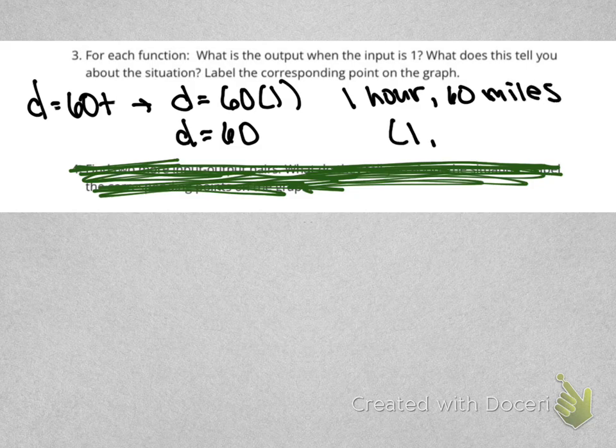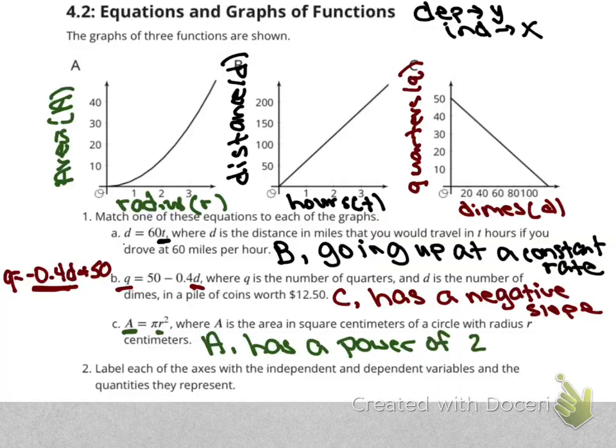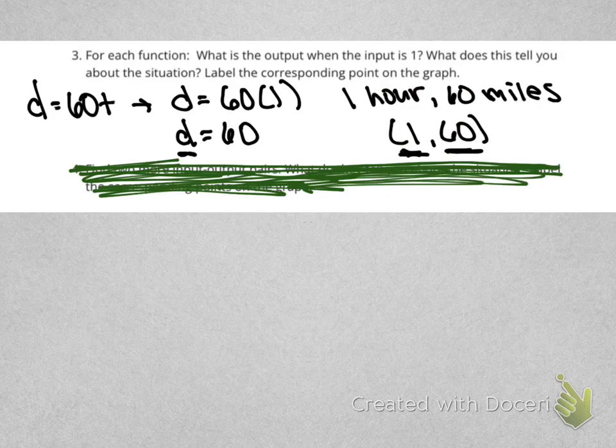And your coordinate, you're just going to bring those numbers and write it like this. All we did was plug 1 into the equation, which replaces your x value. That's why it's first, because that's your x. We got D equals 60. D is your y, so that's why 60 is in that spot. Since we're talking about distance in miles and traveling in hours, that's telling us it's 1 hour, 60 miles when we plug 1 in.